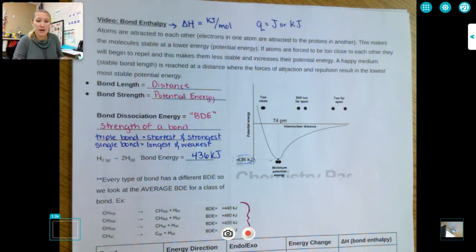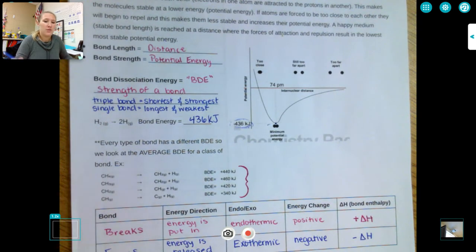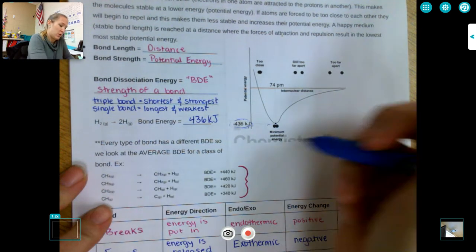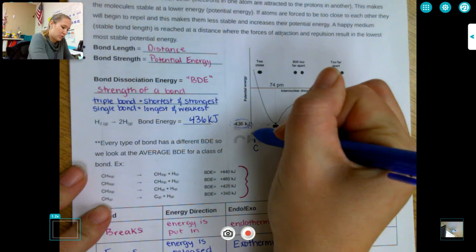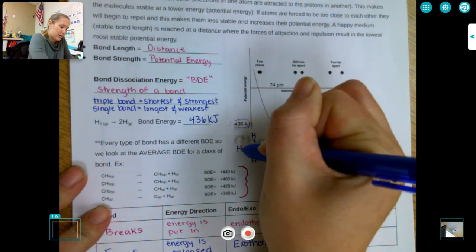Now, every type of bond is going to have a different bond dissociation energy. So if I were to look at, for example, CH4, this is methane. Okay.